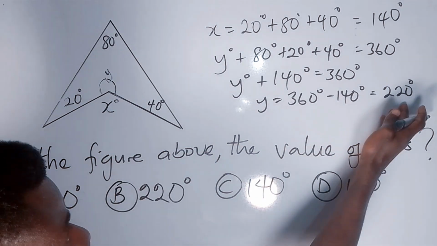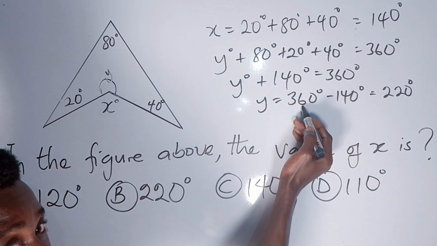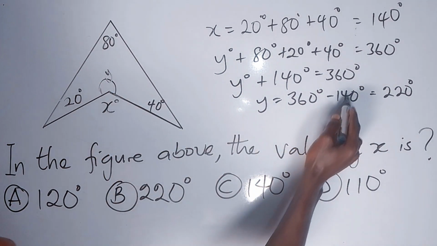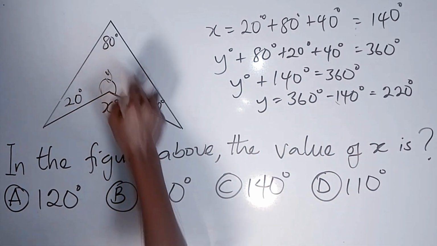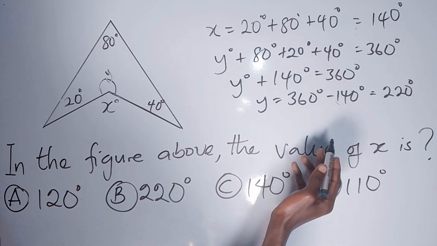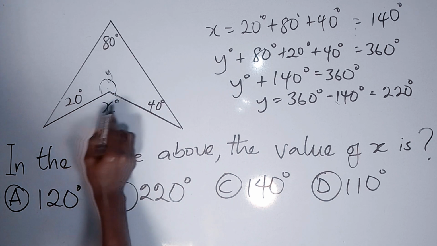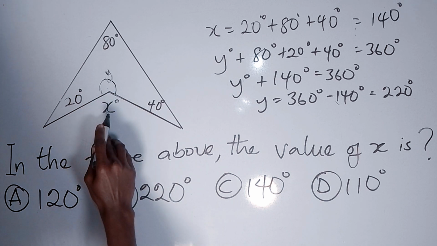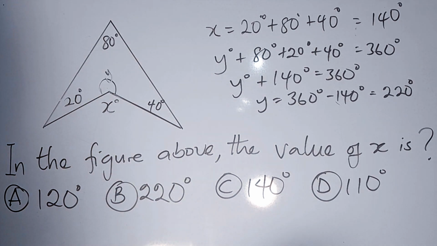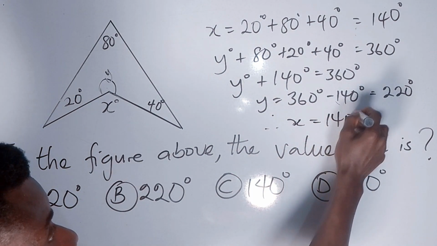Now 220 plus that same 140 will give me back 360. Okay? That same y plus all this sum, which is 140, will give me back 360. So it means that since y is 220, this angle here, because angles at a point too is 360, so that means x will also be 140. Okay? Therefore, x is also 140 degrees.